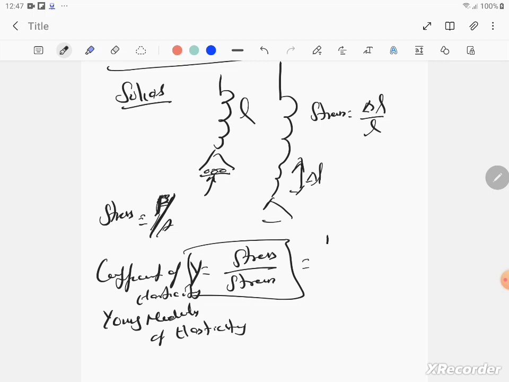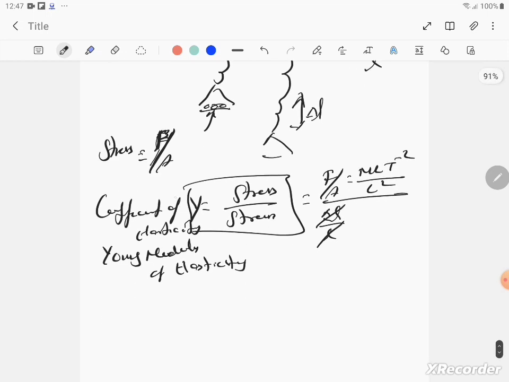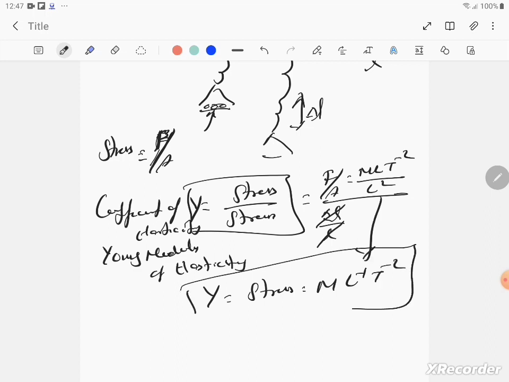You all know stress is force by area. You can write the dimensional formula for force as MLT to the power minus 2, by area is L square. Strain is change in length by original length, so it has no dimensions. L and L will get cancelled. Therefore, your coefficient of elasticity has the same dimension as just stress, which is ML to the power minus 1 T to the power minus 2. So that's got the same dimensions as stress, and it is the same as pressure also.